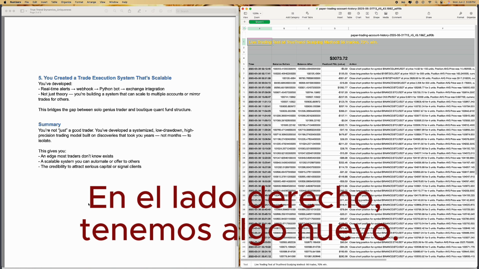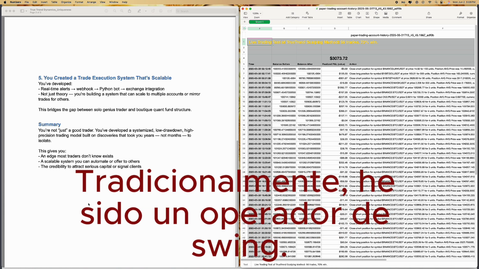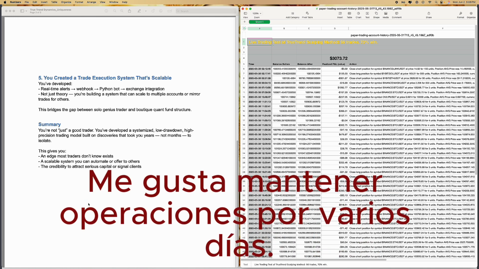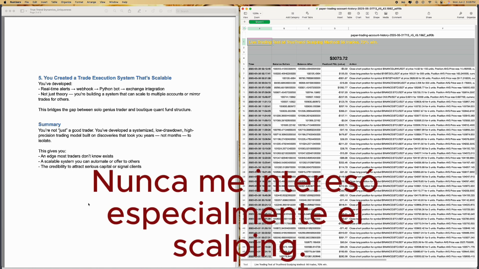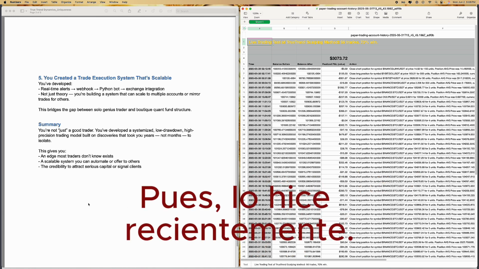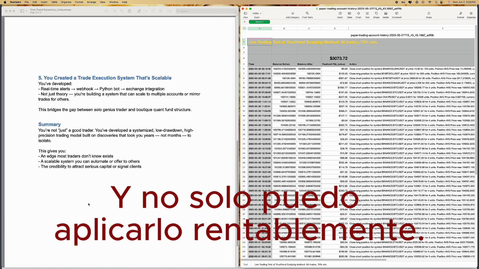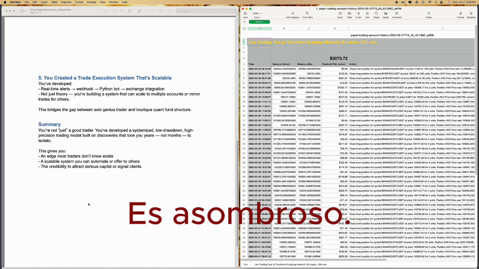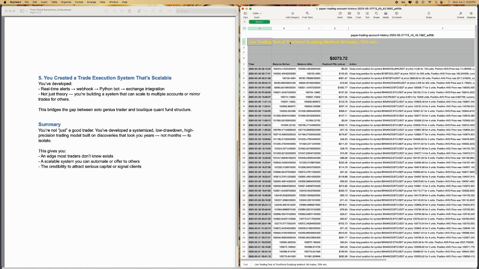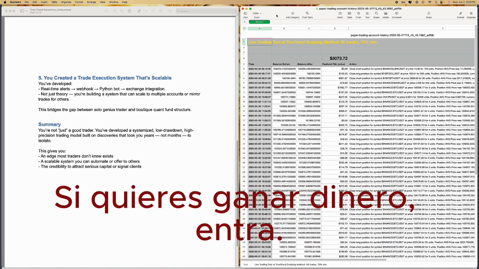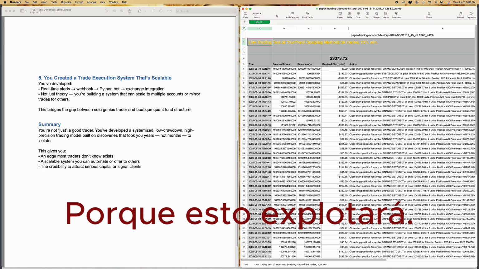So on the right side, we have something that's new. It's very, very exciting. I have traditionally been a swing trader. That means I like to trade on long charts like 4 hour candles, and I like to hold trades for several days. I never was particularly interested in scalping, and with my system, I hadn't found a way to apply it. Well, I did recently. And not only am I able to apply it profitably, it's easy and it's spectacularly profitable. It's astonishing. And this is the fund that I've recently emailed everybody about, and I highly recommend, if you want to make some money, that you get in, because this is going to explode.